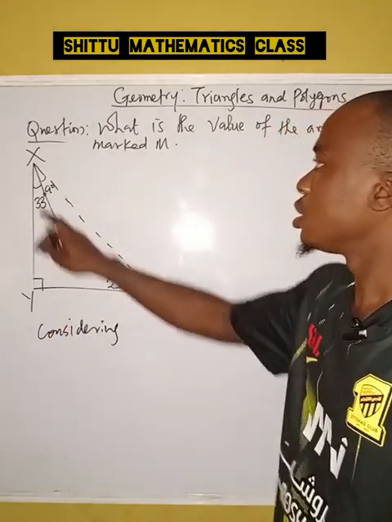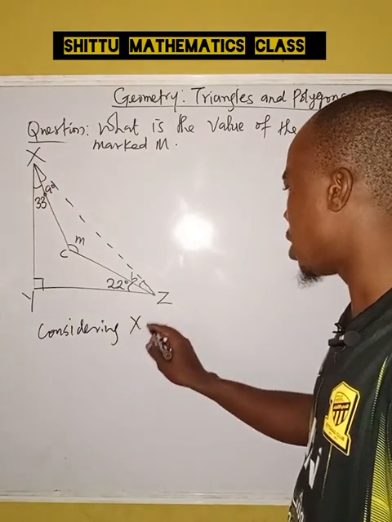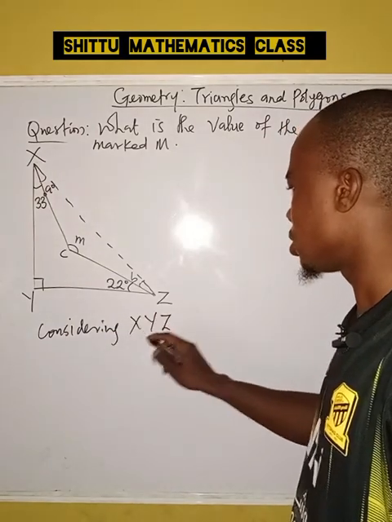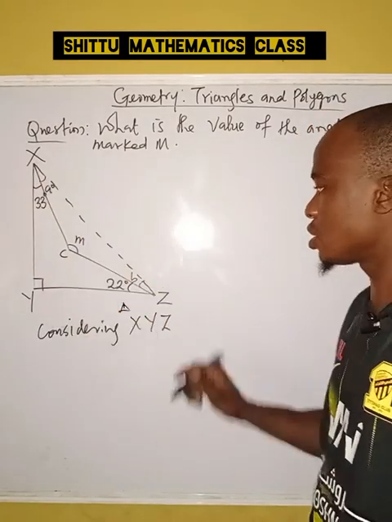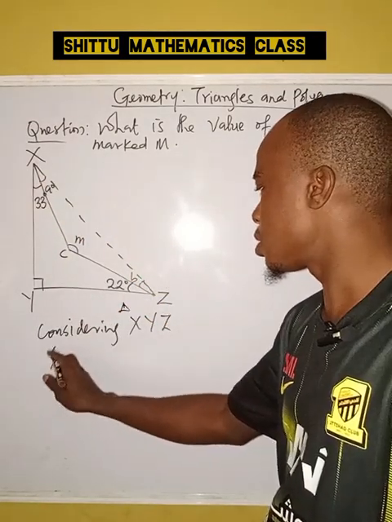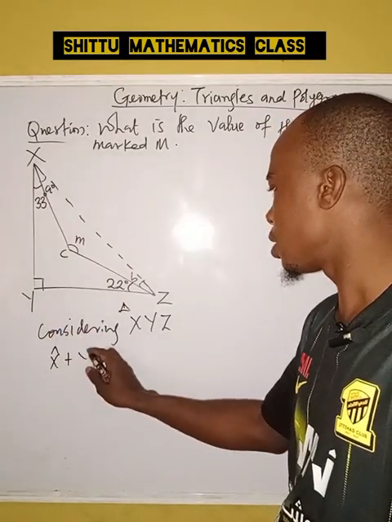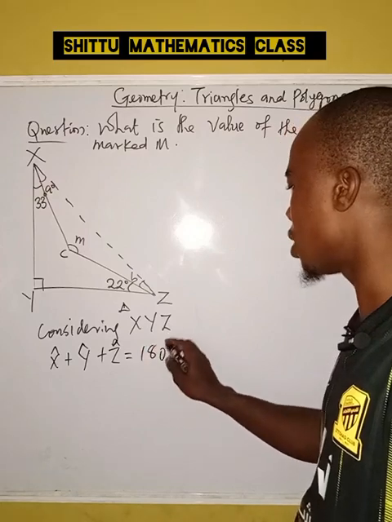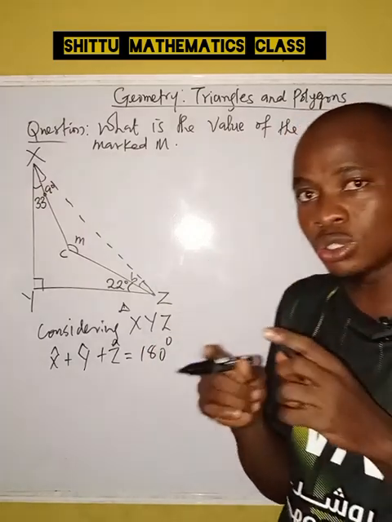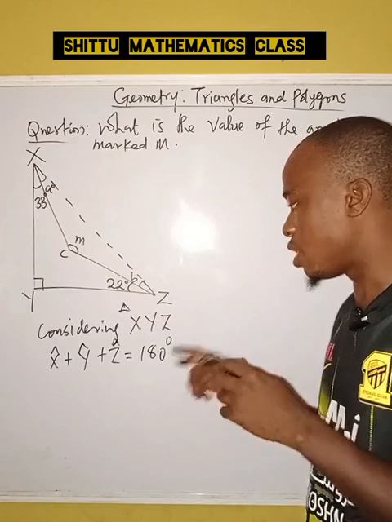Considering triangle XYZ, we can see that X plus Y plus Z must give us 180 degrees. That is the sum of angles in a triangle, so it must be 180 degrees.